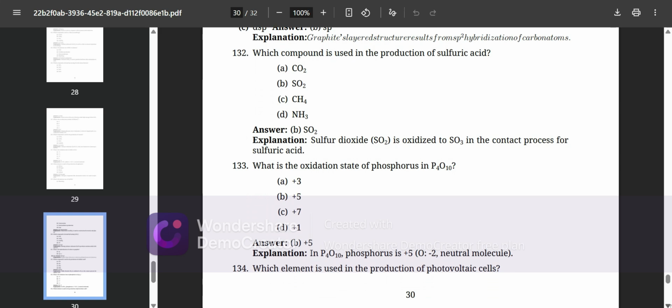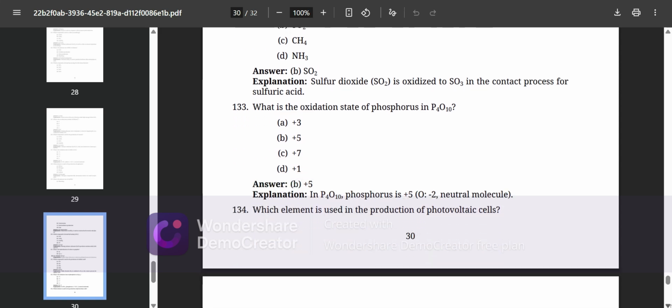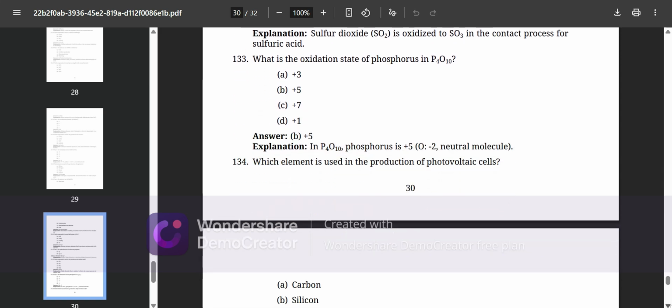Which compound is used in the production of sulfuric acid? SO2. Sulfur dioxide SO2 is oxidized to SO3 in the contact process for sulfuric acid. What is the oxidation state of phosphorus in P4O10? Plus 5. In P4O10 phosphorus is plus 5. O is equal to minus 2, neutral molecule.